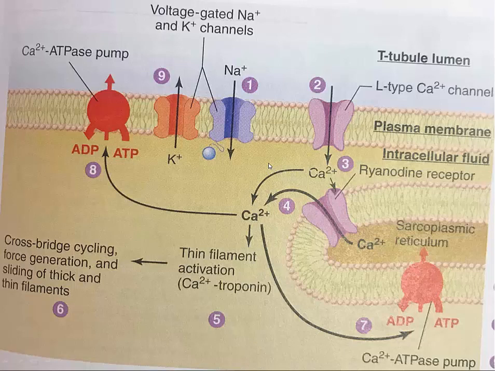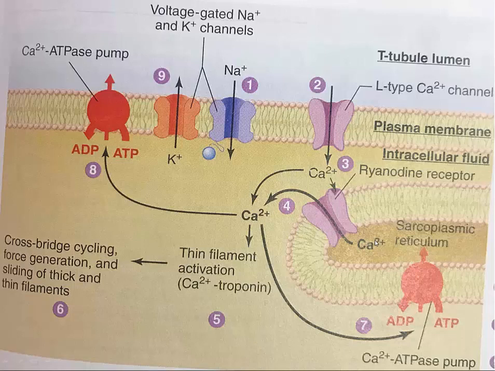That calcium is not sufficient to bind to troponin, move tropomyosin out of the way, and initiate contraction, but rather what it does is bind to modified ryanodine receptors that are located in the sarcoplasmic reticulum of the cardiac muscle cell. These are not voltage-gated channels, but ligand-gated channels. In fact, they're calcium-gated channels. So this calcium binds to this modified ryanodine receptor.